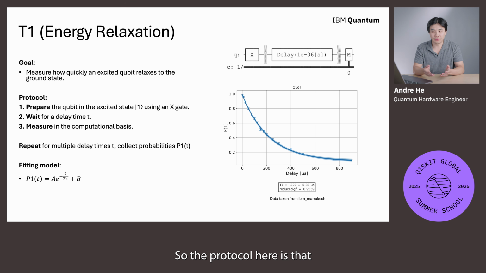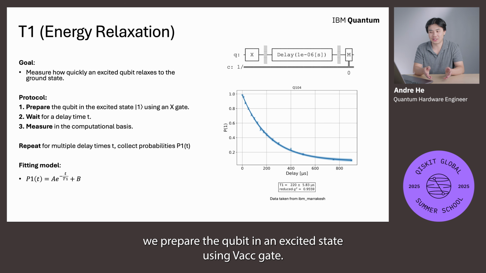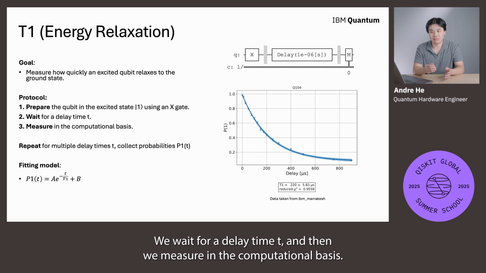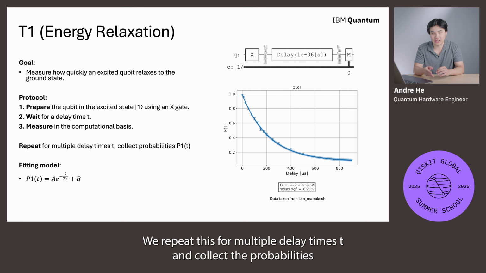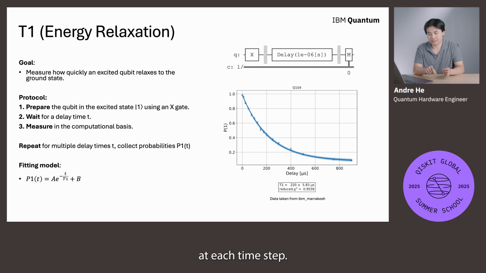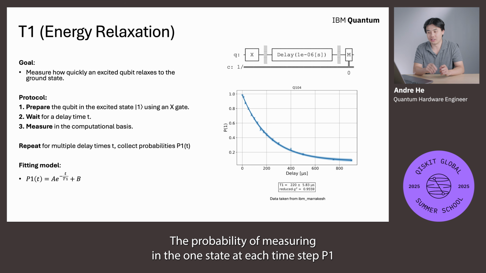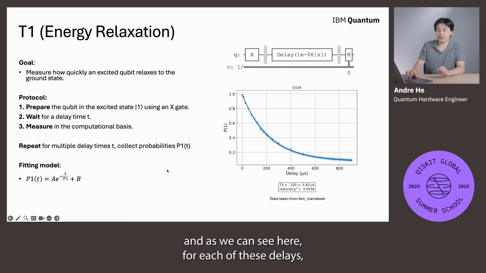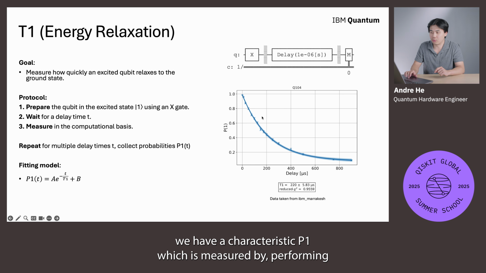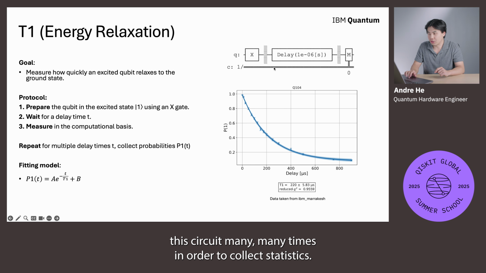So the protocol here is that we prepare the qubit in an excited state using the X gate. We wait for a delay time t, and then we measure in the computational basis. We repeat this for multiple delay times t and collect the probabilities at each time step, the probability of measuring in the 1 state, P1. As we can see here, for each of these delays, we have a characteristic P1, which is measured by performing this circuit many, many times in order to collect statistics.